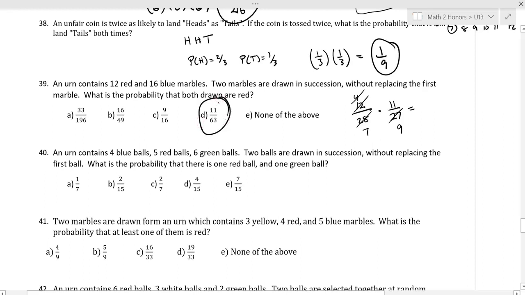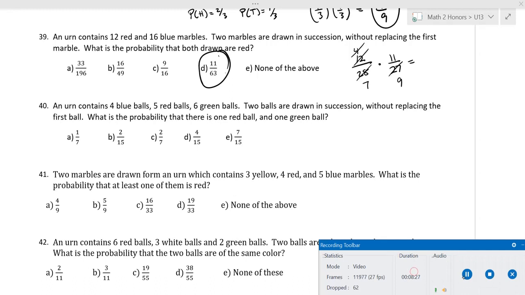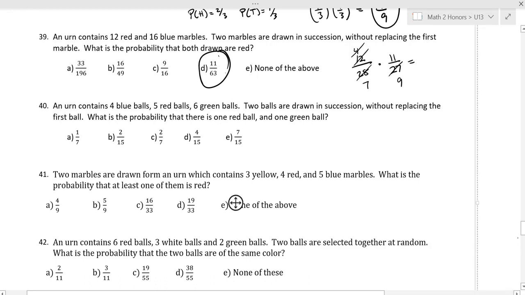Number 39. Number 40. An urn contains 4 blue balls, 5 red, 6 green. 2 balls are drawn in succession without replacing the first. What's the probability there is 1 red and 1 green? All right. The first one can be red, and the second one can be green. Or the first one can be green, and the second one can be red.